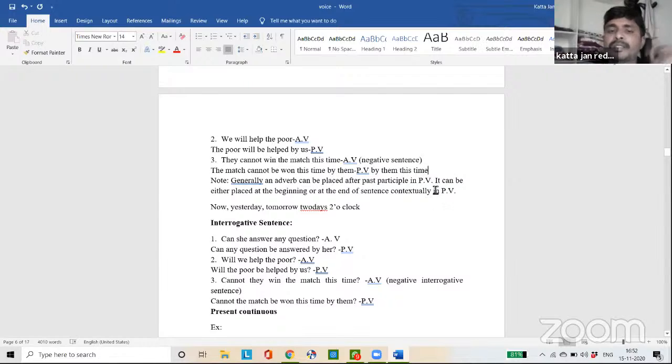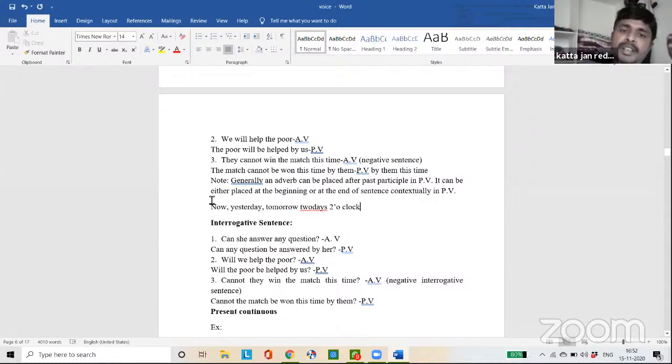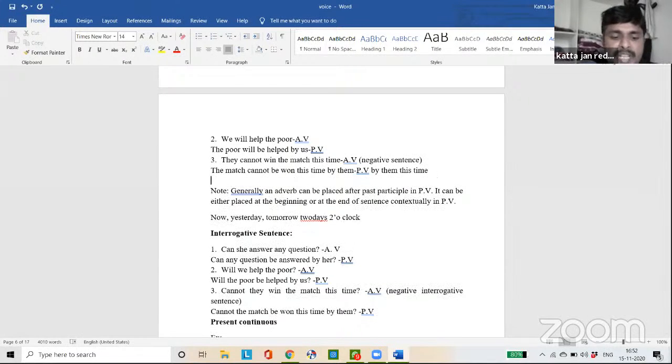Okay. Remember, only when it is possible, only when the word indicates time, right? Remember. See, a note is given here. Generally, an adverb can be placed after the past participle in passive voice, right? That is what I told you now. It can be placed either at the beginning or at the end of the sentence contextually in passive voice. Contextually, it can be used even at the beginning of the sentence, right? So this sentence can be transformed like this even.